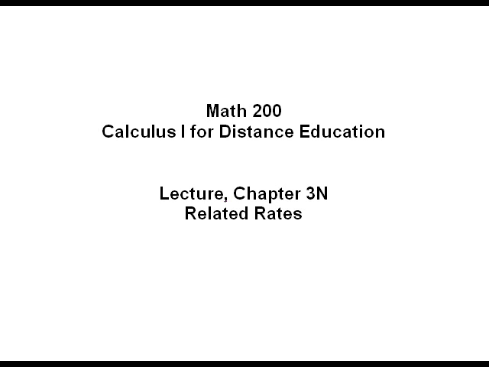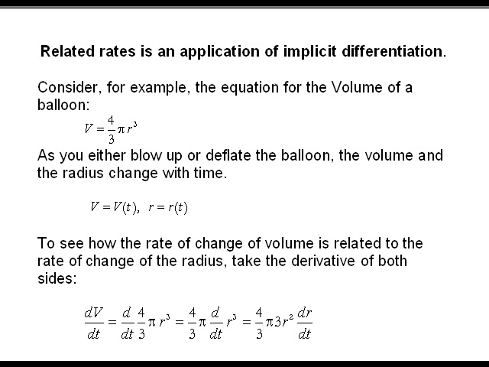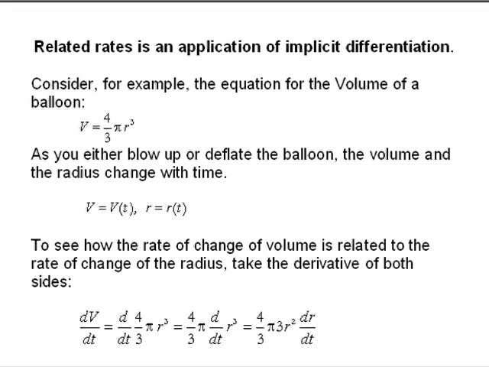This is Lecture 3N for Calculus 1 on related rates. Related rates is an application of implicit differentiation, more or less. So here's the idea. Say you have a balloon that has a certain volume in it, and there's a certain radius to the balloon. When you change the volume, you change the radius, and vice versa. Both the volume and the radius change with time.